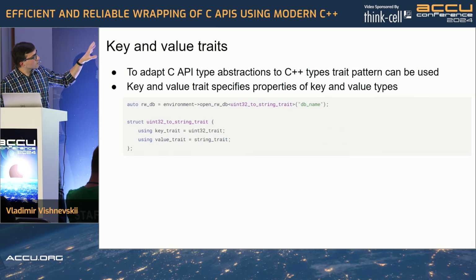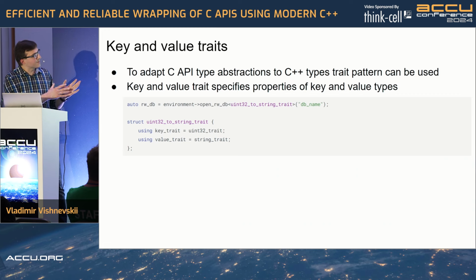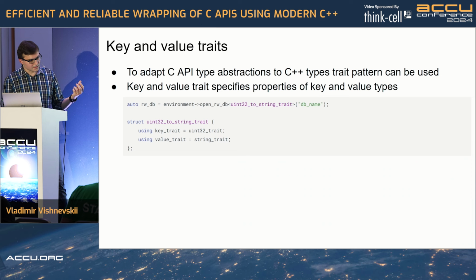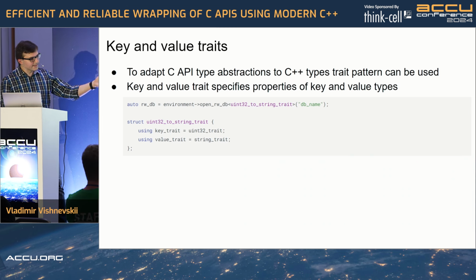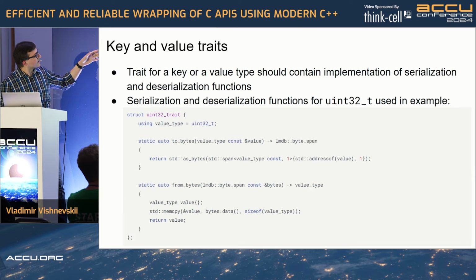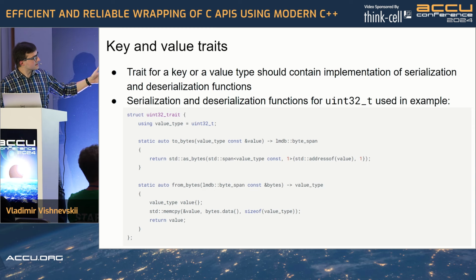Generally, the client code can specify how to transfer from C++ types into the C representation using the trait, and there should be a separate trait for key and for value. Those are the rules for how to get the byte representation of the object and how, from the byte representation, to get the object back. This can then be defined. A single trait, here the uint32 trait, which is the one used for the key, has the methods to_bytes and from_bytes, and this byte span is used as a return value.